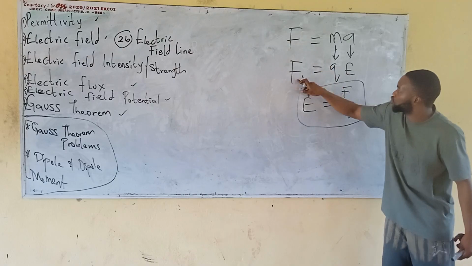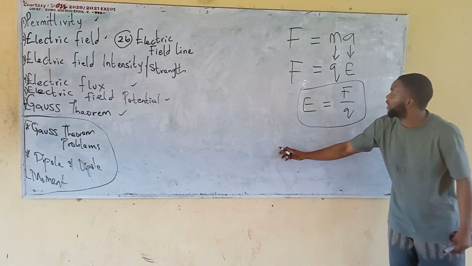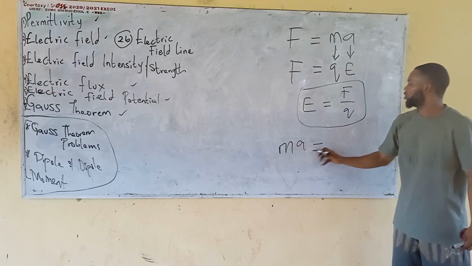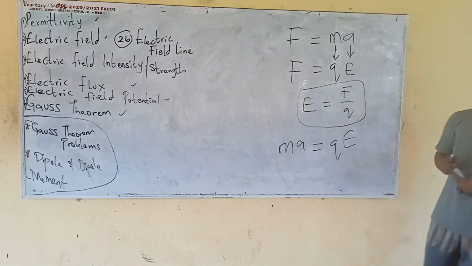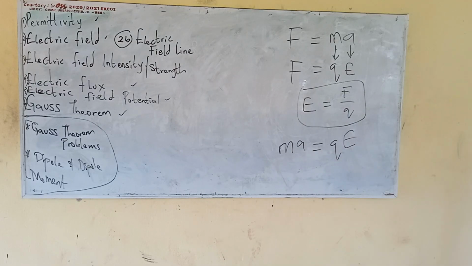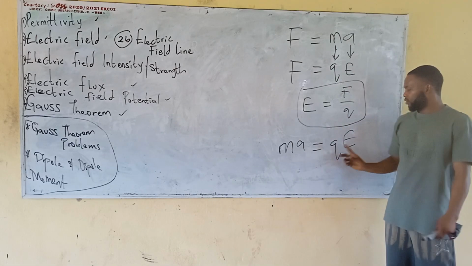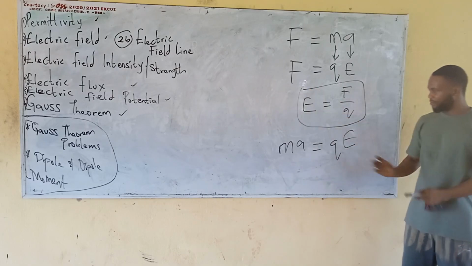Always note it. And these two formulas, you can put them interchangeably as well. Since F equals MA, you can also say MA is equal to QE. This is also valid. Note that. If you don't have F equals MA, you can just say MA equals QE.